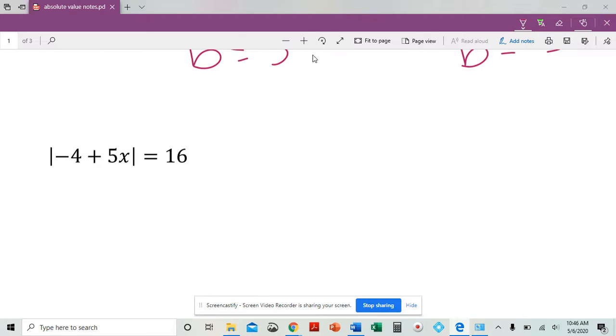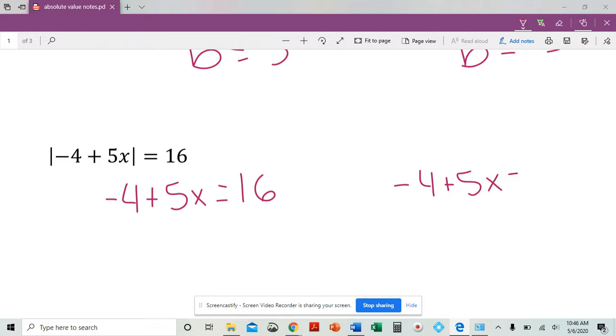All right, here's another example. Our absolute value sign is by itself. There's nothing behind it and nothing in front of it. So what we're going to do is set up our two equations. Negative 4 plus 5x equals 16. And then our second equation is going to be negative 4 plus 5x equals negative 16.